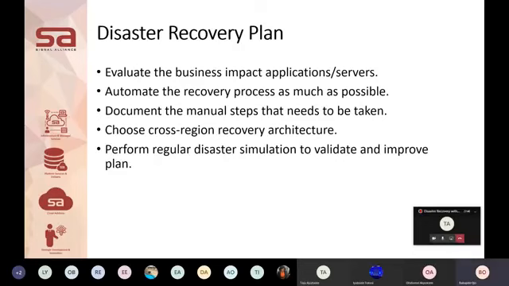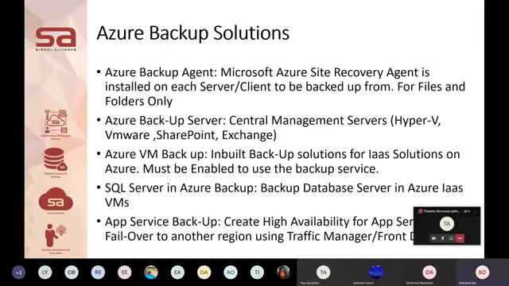And I also talked about regular simulation of your disaster recovery plan. Even when you have set up disaster recovery, you want to simulate and do a test failover to be sure that in case your application goes down, your failover will always work. So that is all I've done so far.